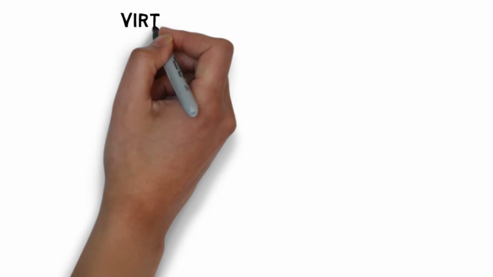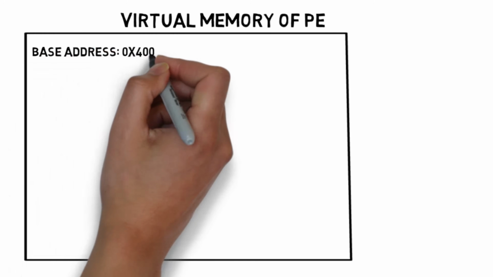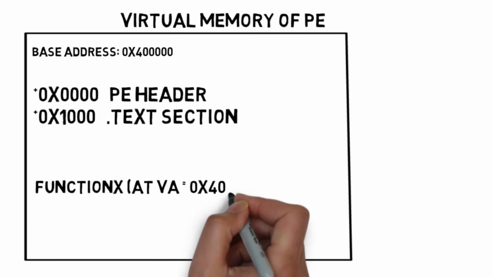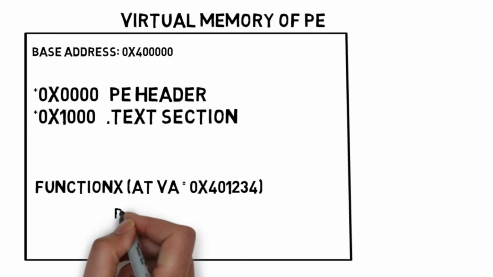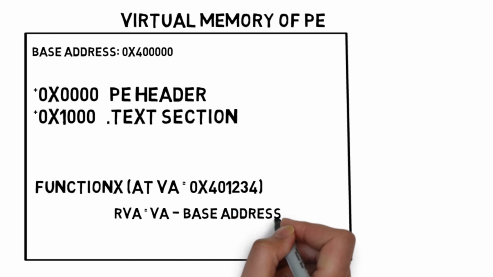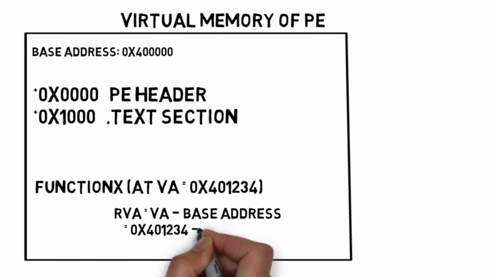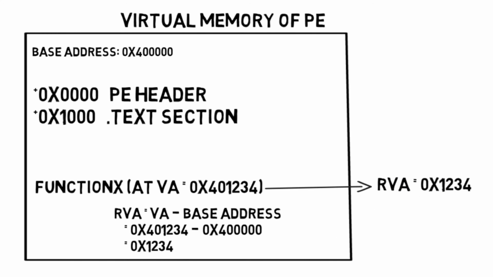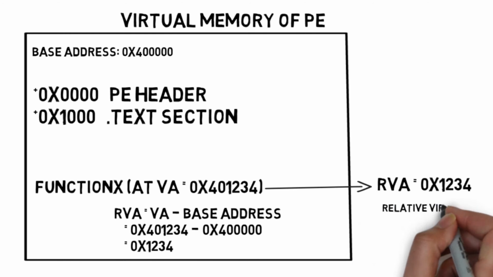Let me give you an example. Suppose the PE file is loaded at base hex 400000 and a function is located at virtual address hex 401234. The RVA is calculated as RVA equals VA minus the base address, which is hex 401234 minus hex 400000, which gives us hex 1234. This tells us the function is hex 1234 bytes away from the start of the image in memory.